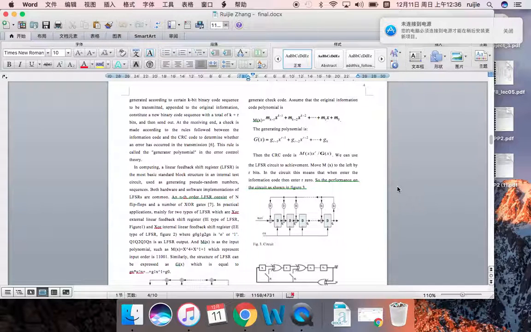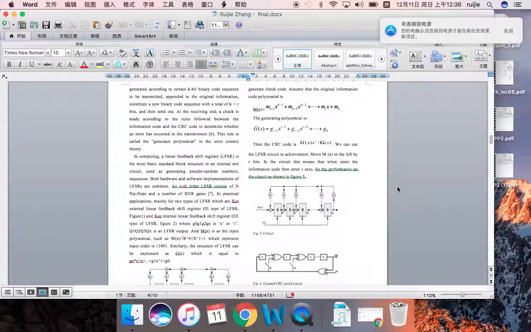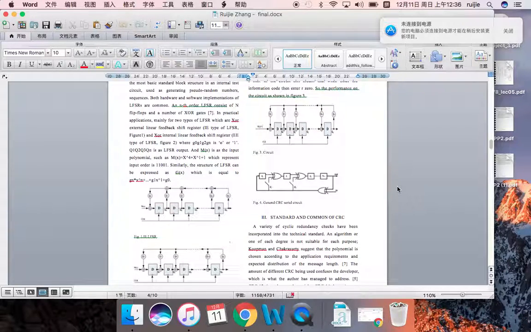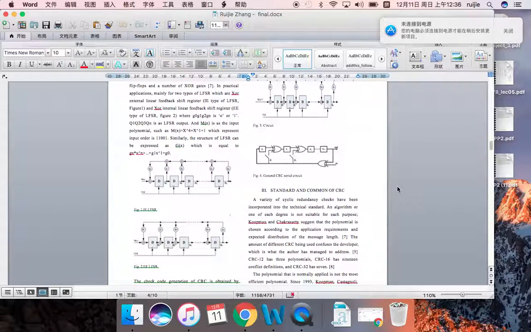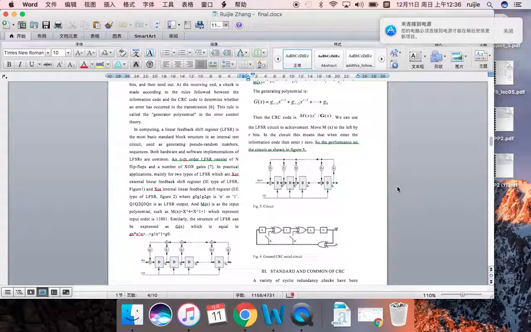The check code generator of CRC is obtained by division. So we can associate CRC with LFSR, which generates the check code. Assume that the original information polynomial is m(x) and the generating polynomial is g(x). Then the CRC code is m(x) times x to the power of r, divided by g(x). We can use the LFSR circuit to achieve this. Move m(x) to the left by r bits in the circuit.